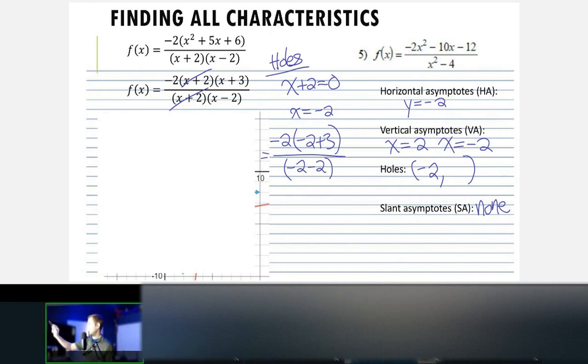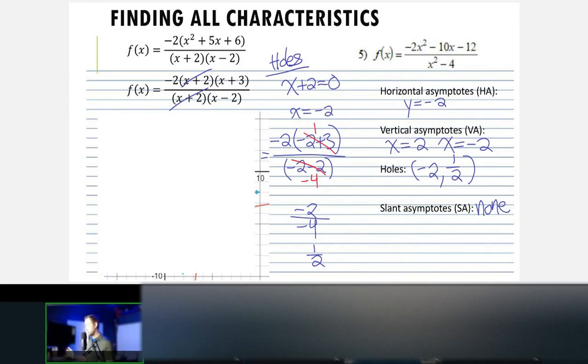We're just going to simplify that. Let me change my pen color here. We get negative 2 plus 3 is 1. Negative 2 minus 2 is negative 4. Negative 2 times 1 is negative 2 on the top, and then over negative 4. So negative 2 divided by negative 4 is positive 1/2. So that is the y value. The y value is 1/2.